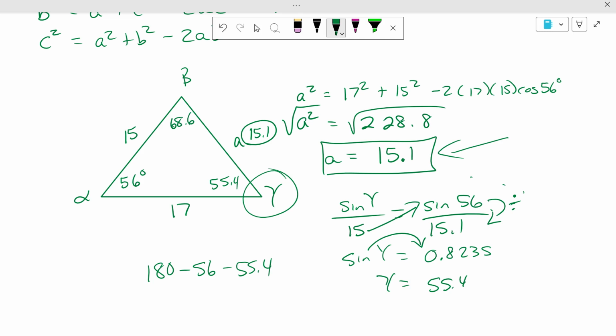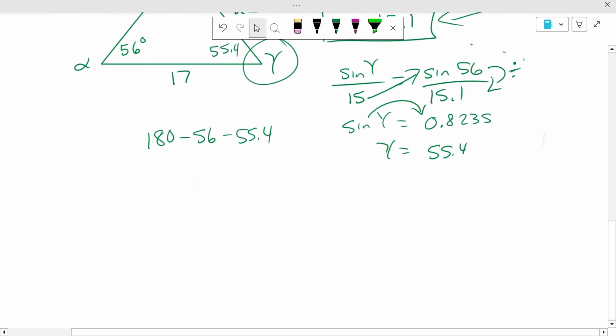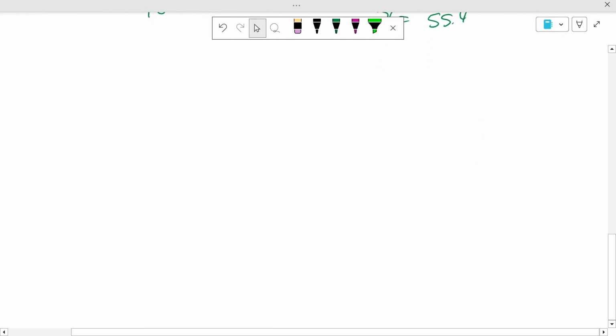Law of cosines. So when we have a side-angle-side situation, we can figure that out. Now, I don't think we have any of those on today's homework. So wait for that till Tuesday. Okay? But let's do one more of these.